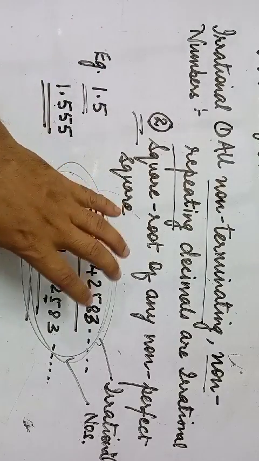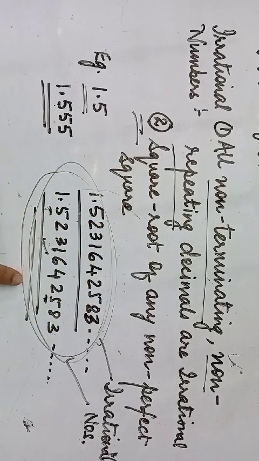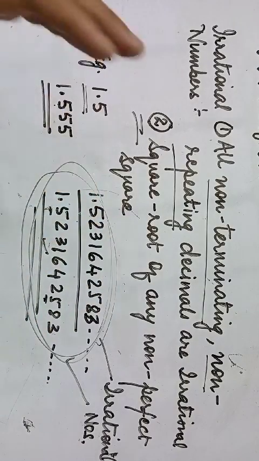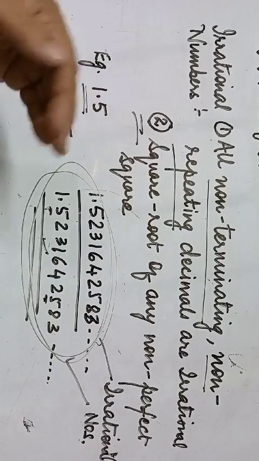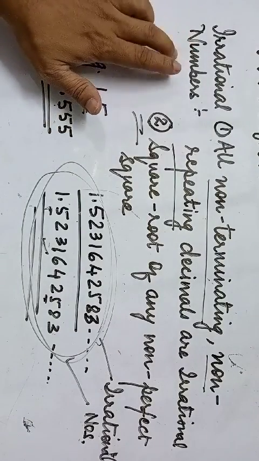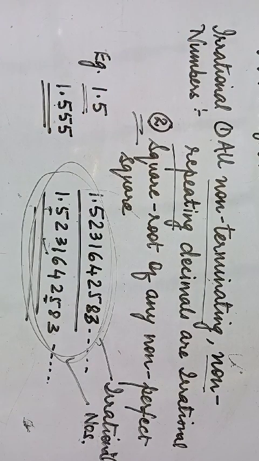You will always get a number like this, which will neither be terminating nor be repeating, and therefore they all come under the category of irrational numbers. Okay, please remember this very, very clearly. This is the crux of irrational numbers.